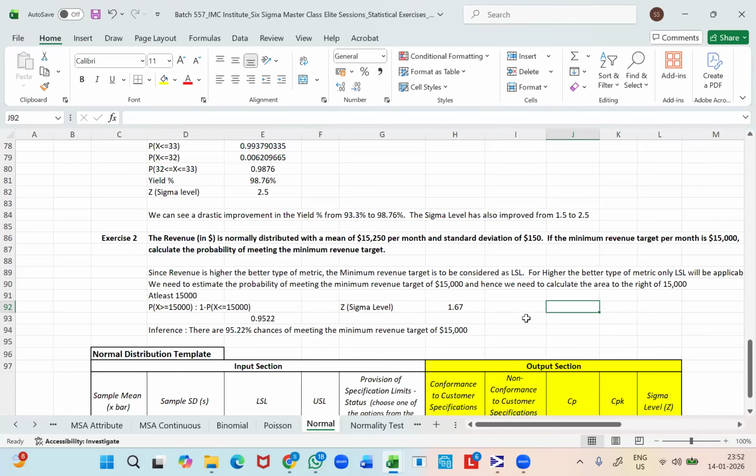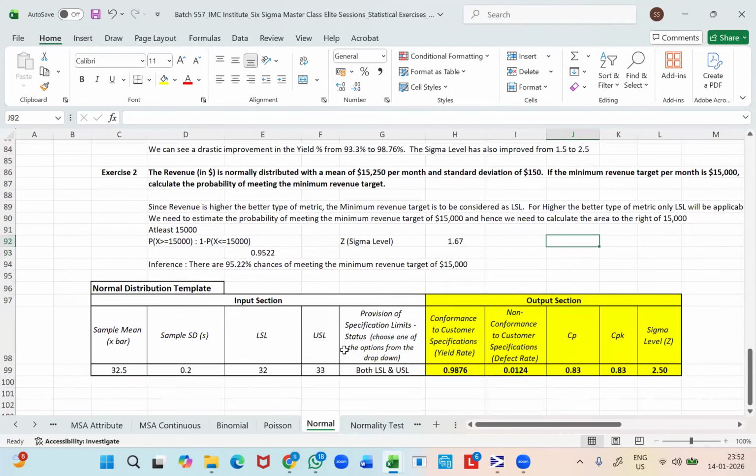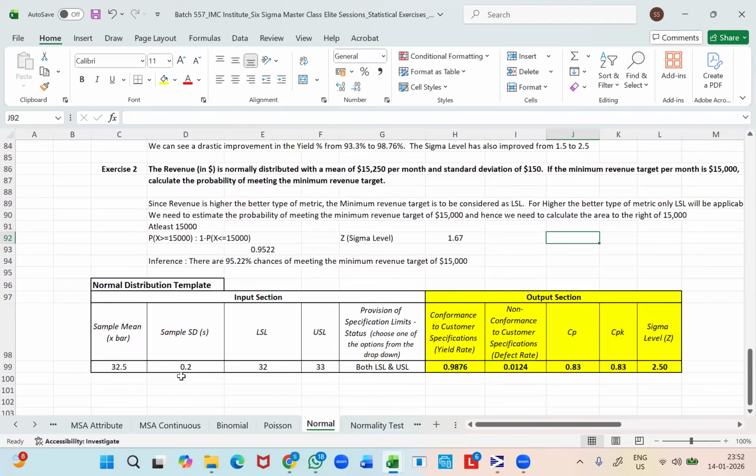And they would have also provided you with the minimum sales target, which would be a continuous value. And you'll be asked to estimate the probability of meeting the minimum sales target. And you need to follow the same logic, right? So this is the calculation logic. But then in the final assessment, you can always make use of this template.